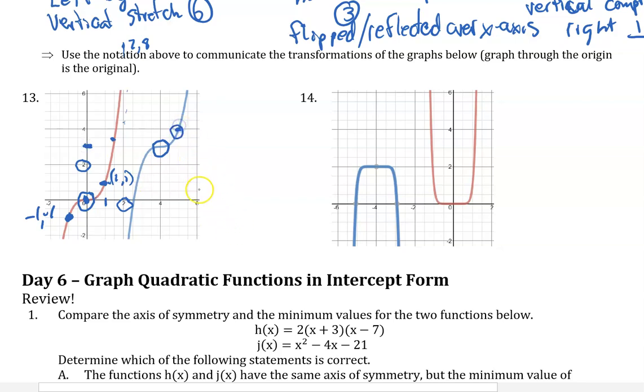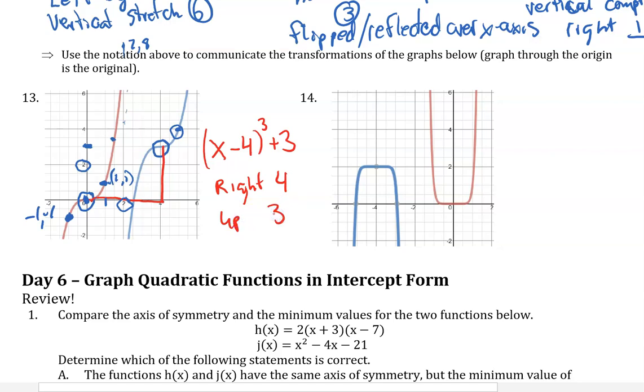So the scale has not changed. Hasn't reflected over the x or the y-axis, and the scale hasn't changed. So both a and b are just 1. Good news. Now we're going to look at the shift. So from the red graph, I would go right 4 and up 3. So that means it would be x minus 4 cubed plus 3. Right 4, up 3.